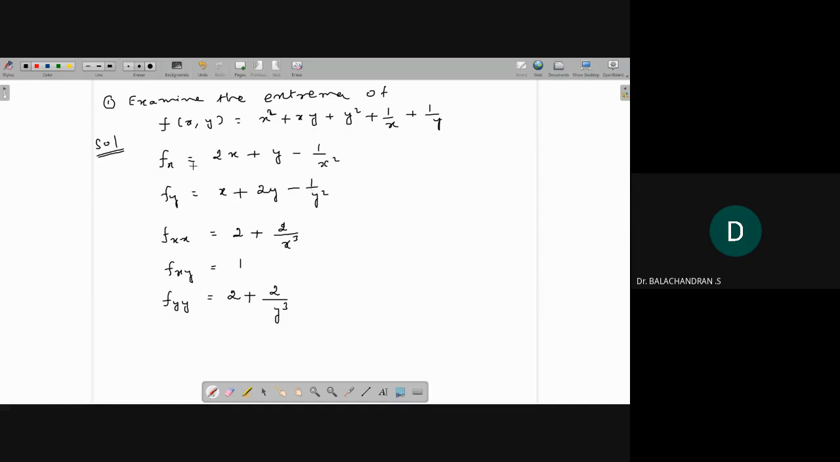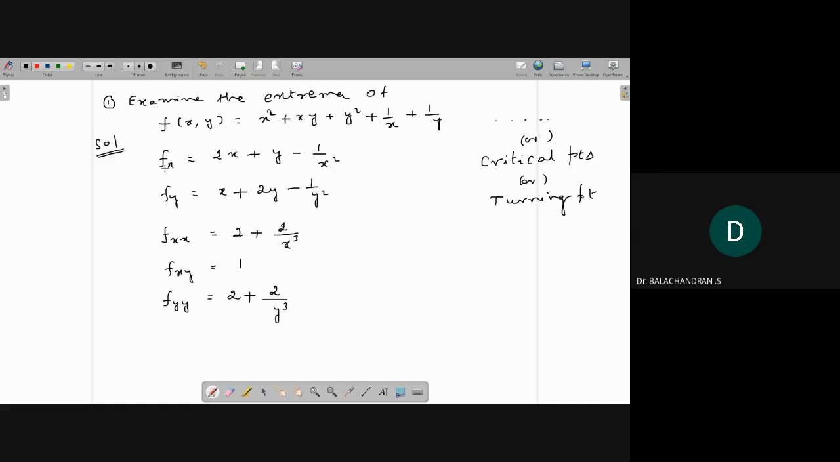So after getting the 5 partial derivatives, we need to equate fx equal to 0 and fy equal to 0 and solve these two equations simultaneously to find the stationary points. The other name of stationary points is critical points, or turning points. Okay.